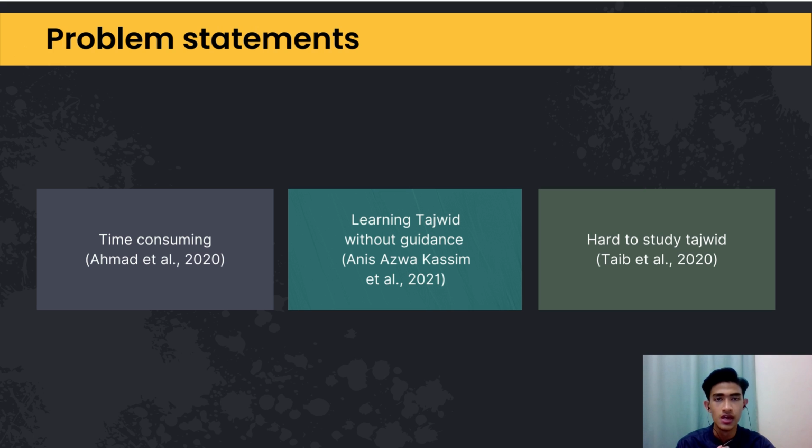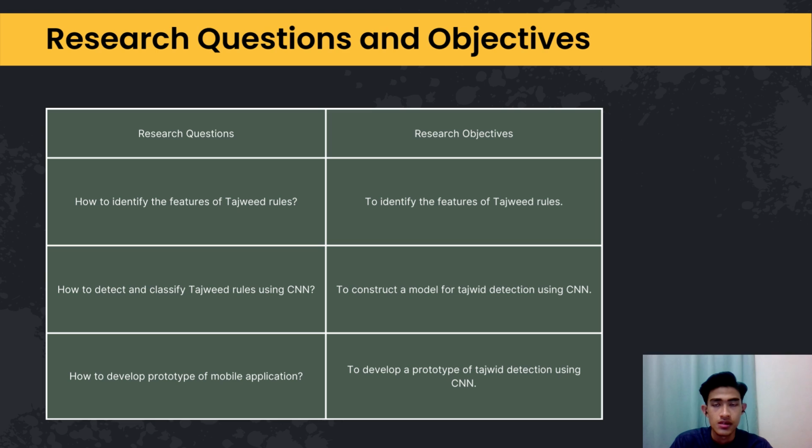Studies done by researchers have shown that students were having problems reading and reciting the Al-Quran using the correct Tajweed. Next, to our research questions and objectives. For the research questions, first, how to identify the features of Tajweed rules. Second, how to detect and classify Tajweed rules using CNN. And third, how to develop the prototype of a mobile application.